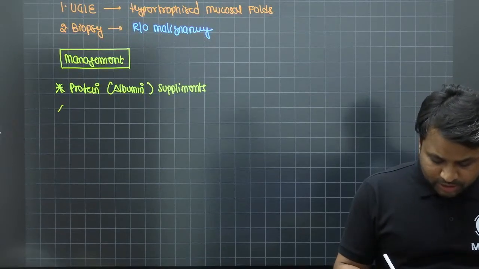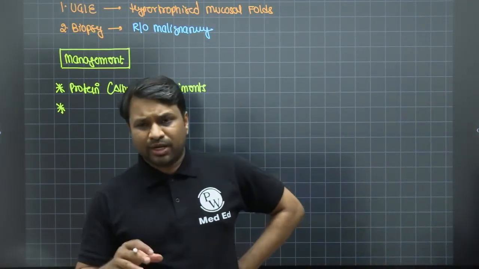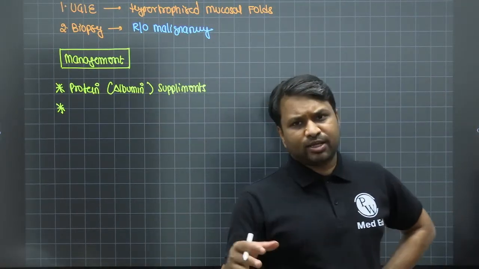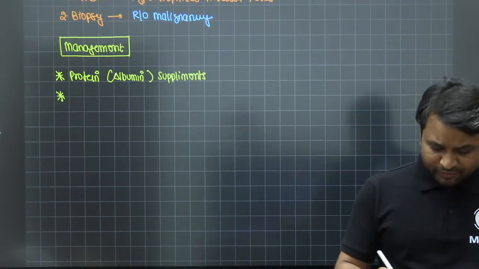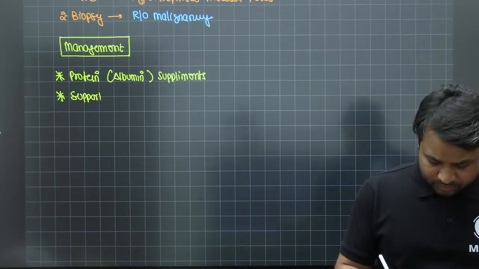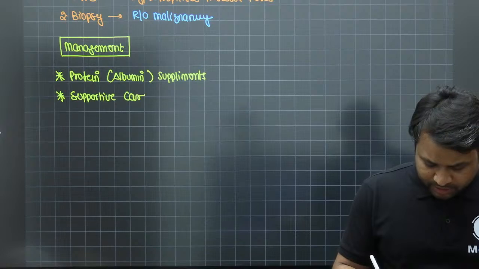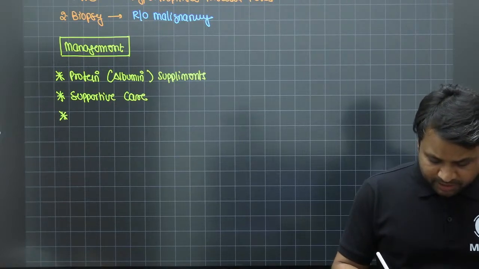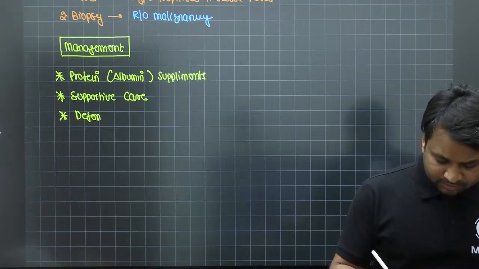You can, because it is because of excessive increase in mucosal secretions, you can try giving octreotide, which is like a somatostatin analog, but they are not very effective in this context. So you'll give protein supplementations, you will give supportive care.